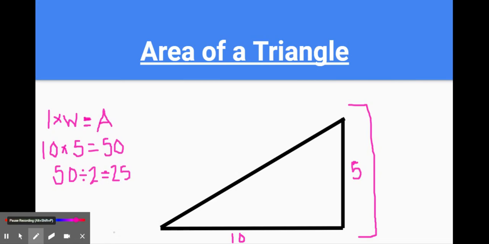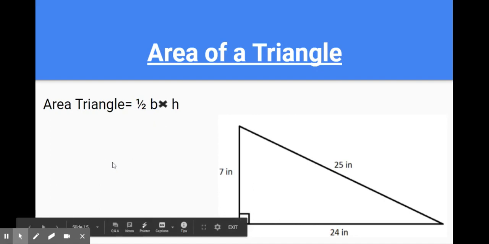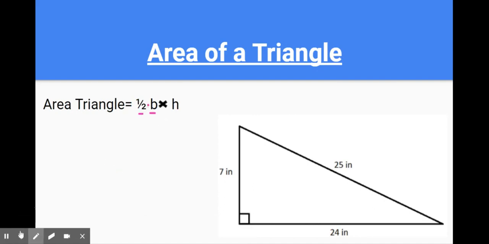So for a problem that involves the area of a triangle, all I have to do is use the formula for the area of a rectangle and divide it by 2. Now, let's look at the formula for area of a triangle. The actual formula for area of a triangle is 1/2 times base times height. Now, let's look at this triangle.